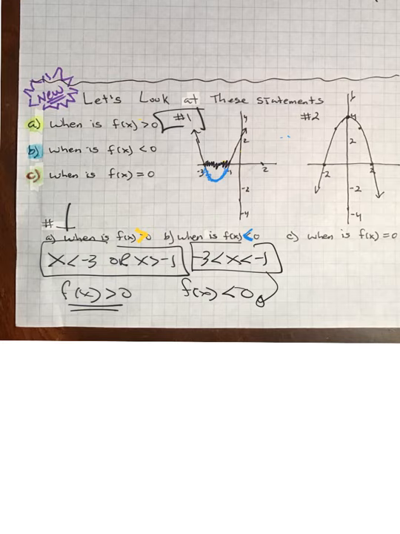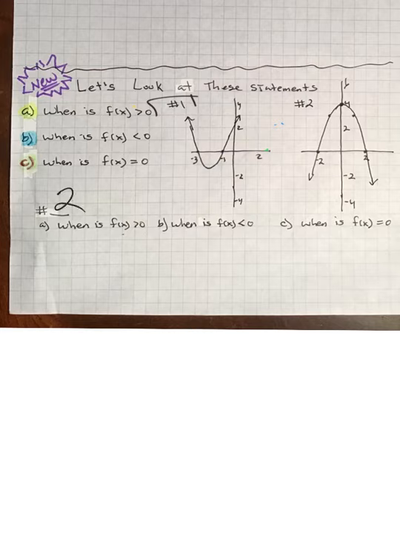And then C is, when is the function equal to 0? And the function is equal to 0 when the graph is on the x-axis. So that would actually be the x-intercepts. So -3 and -1 is when the function is actually equal to 0, or the y values are equal to 0. So let's do it again, but let's look at it from question 2's diagram.